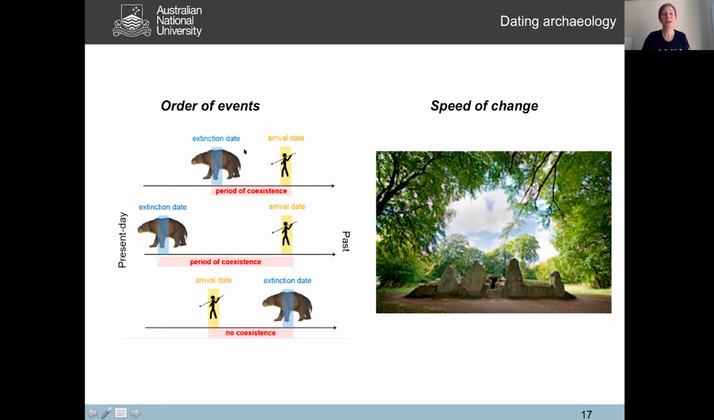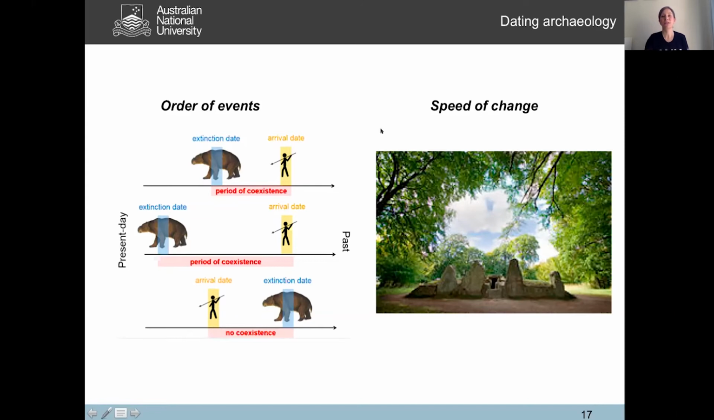If we can accurately and precisely date when megafauna went extinct and when people arrived, we can say, well, if people arrived after the megafauna went extinct, they can't have played any role in what was going on. But if they arrived before the extinction date, then there was a period of coexistence and people could have had a role in the extinction of those megafauna.